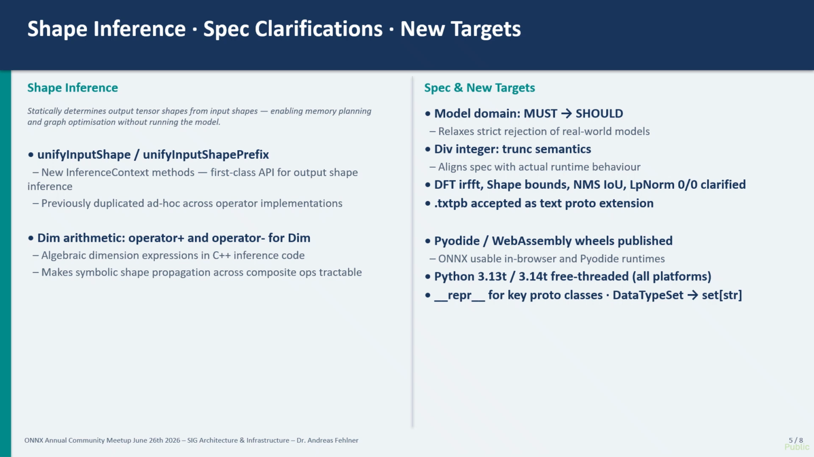On the specification side, we clarified the semantics of several operators, including integer division and several signal processing and geometry operators. We also relaxed the model domain validation from a strict requirement to a recommendation, which reduces unnecessary rejections of real-world models. And for new targets, we now publish Pyodide wheels, which means ONNX can run directly in the browser via WebAssembly. We also support Python 3.13 and 3.14 free-threaded builds on all platforms.